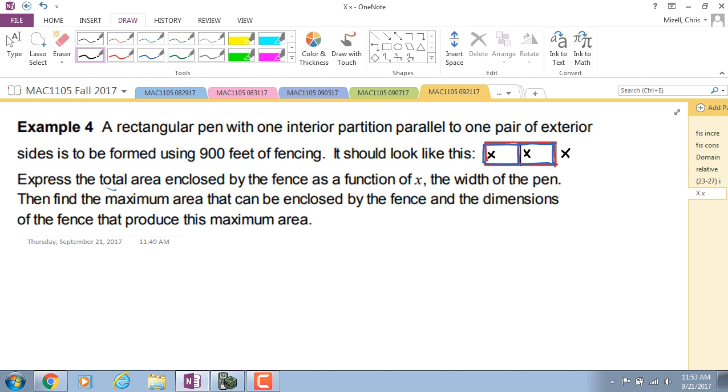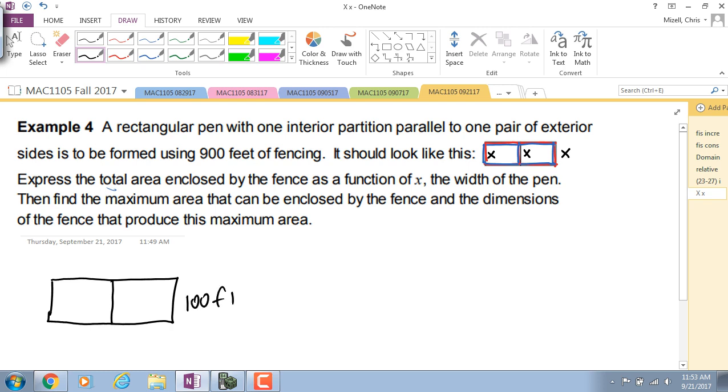All right. Well, what if somebody told us, all right, we're going to make this thing 100 feet wide. 100 feet. Is that enough information to calculate the area? We want it to be a function of the width. So if someone tells us the width, it's input.